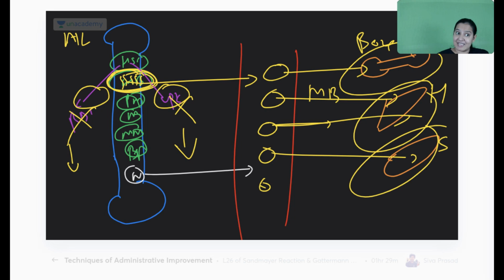It enters testes also. It enters brain, CNS also. So multiple organs are involved. That is the thing. Have you got it? This is lymphoma from the leukemia.